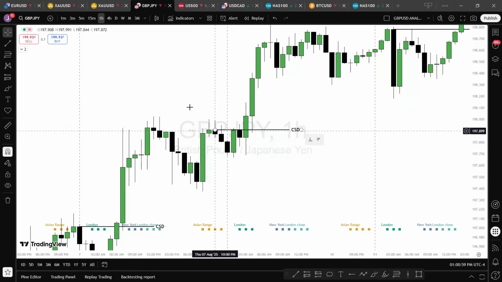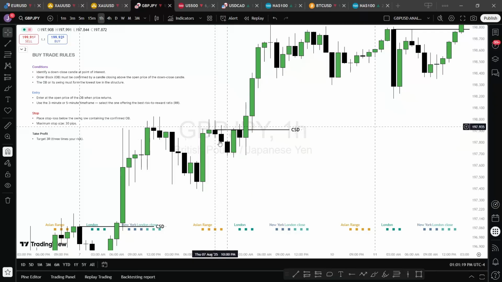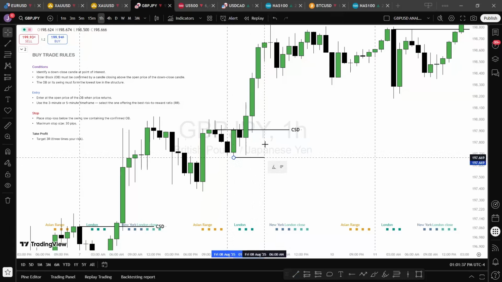We're using this consecutive down close candle because, as you can remember, I said we want the order block to form the lowest low, or the swing that has the order block form the lowest. So we can say this swing formed the lowest low. But here it's not from the lowest low. Neither is this. So assuming this candle here took out this low, let's say this low here was taken. Okay, this is the lowest low. So let's say now this is a swing.